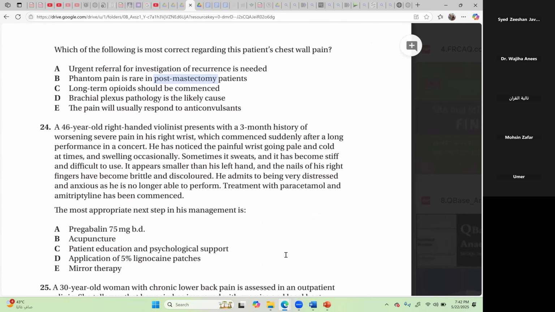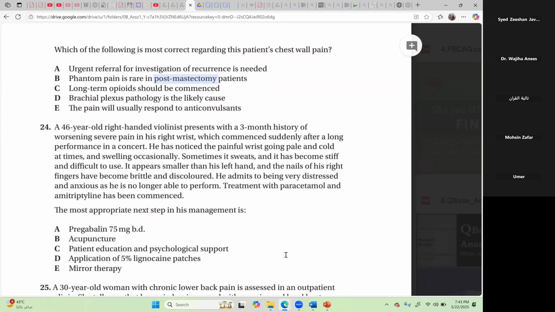Okay. A 46-year-old right-handed violinist presents with a 3-month history of worsening severe pain in his right wrist, which commenced suddenly after a long performance in a concert. He has noticed the painful wrist going pale and cold at times, swelling occasionally. Sometimes it sweats and it has become stiff and difficult to use. It appears smaller than his left hand.